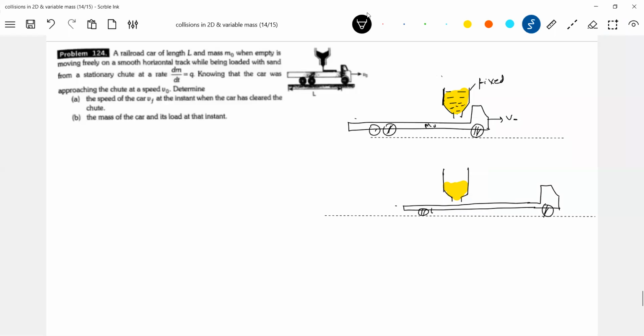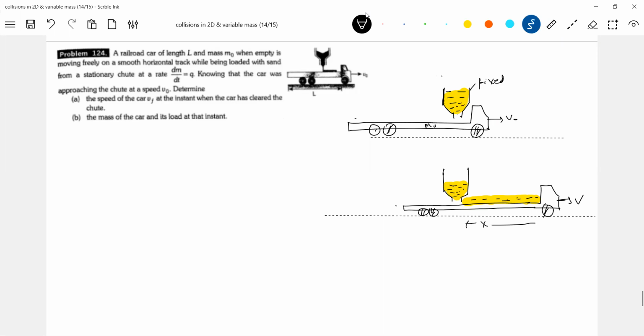Try to see this now. This will have some velocity v and some mass got added up, no? Some mass was getting added up to the system. The speed of the car v at the instant when the car has cleared the chute. So let it be x, that one.